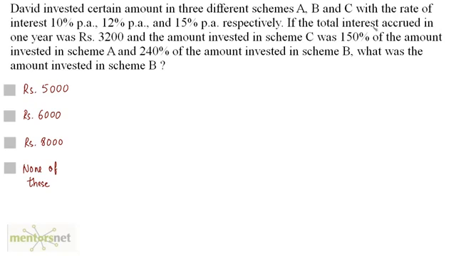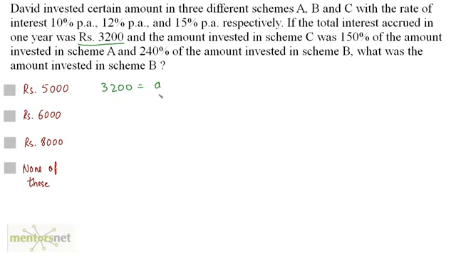So the total interest accrued in 1 year was 3,200. That means that if I add all the interest, I get 3,200. So 3,200 will be equal to the interest got from scheme A, that is PNR upon 100. Let the amount invested in scheme A be A.